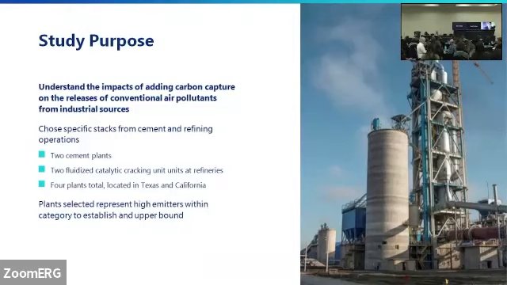First of all, the published literature tended to make simplifying assumptions about what happens when you put carbon capture on. And they usually do these simplifying assumptions because they're looking at an entire fleet of, say, power plants or refineries or cement plants. And we were concerned that these simplifying assumptions oversimplified what actually happens at the plants.